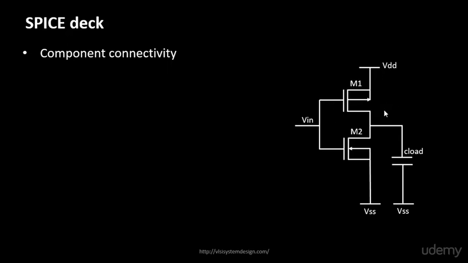So this is your PMOS, this is your NMOS. There is the connectivity information. The source of your PMOS is connected to VDD, the source of your NMOS is connected to VSS, and you have your input voltage and you have your output load capacitor. There is a lot of theory behind this output load capacitor. The value of the output load capacitor doesn't come just like that.